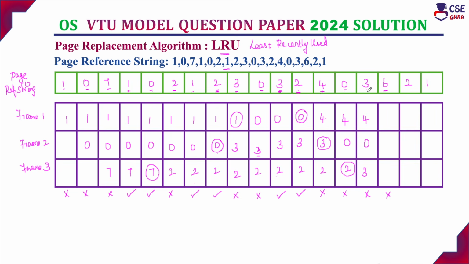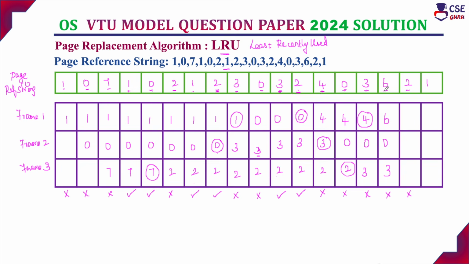So which one do you have to select? 3 first. 3 is recently used, 0 is next to recent, the least recently used is 4. So replace 4. So 6, 0, 3. And the next page reference string is 2. 2 is not available among these 3 frames. This will be considered a page fault.